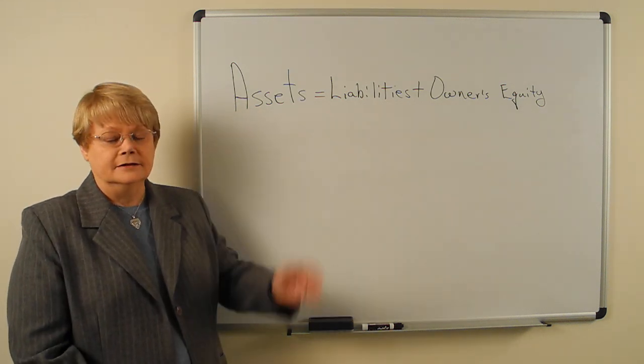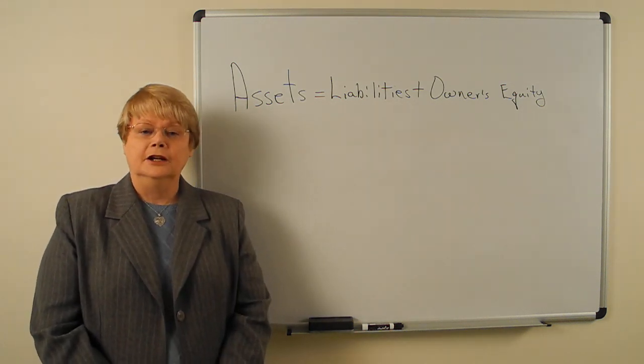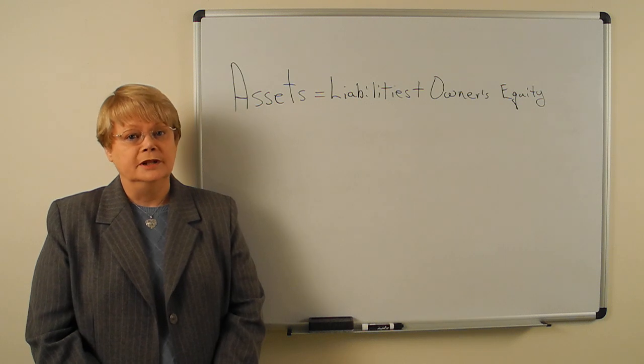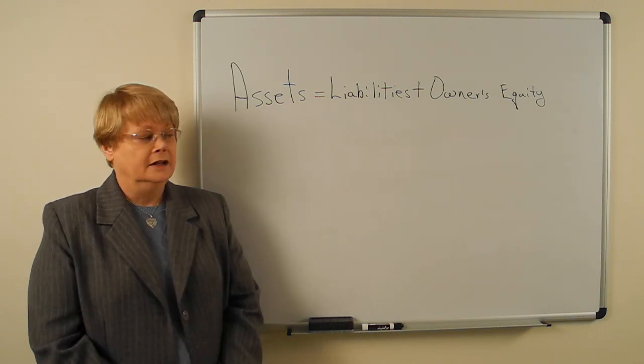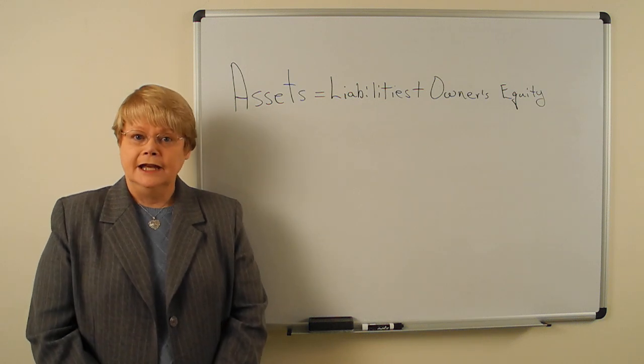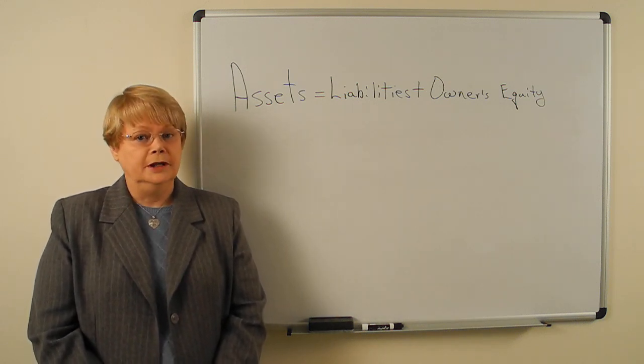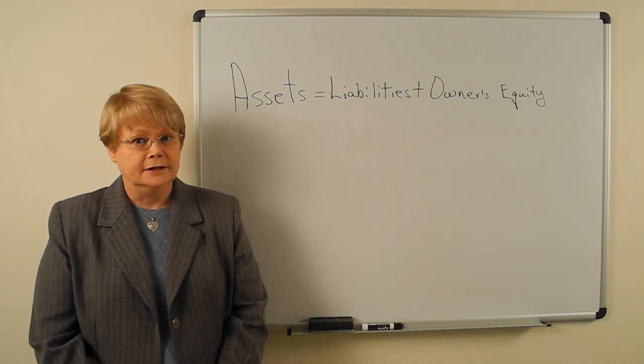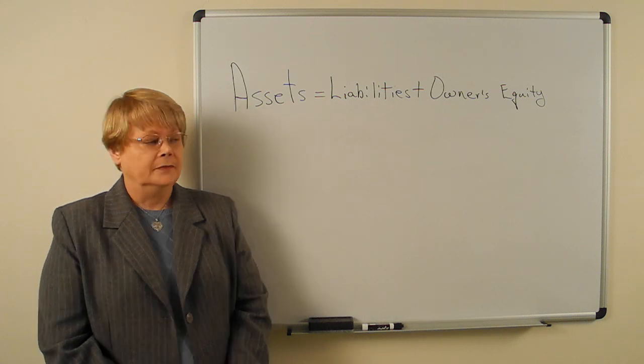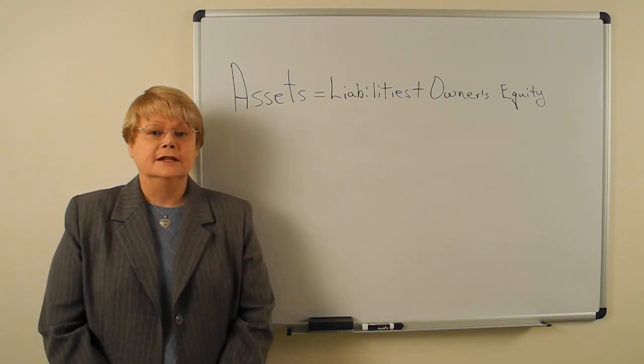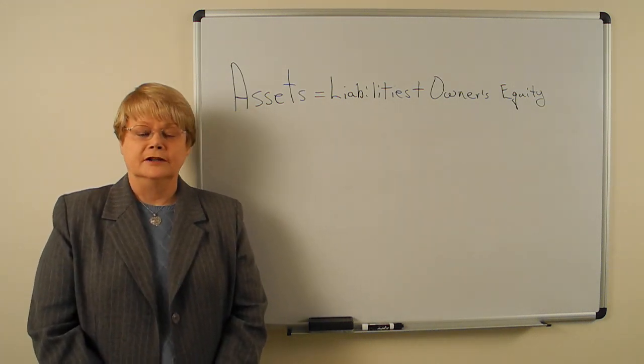First, assets. Assets are economic resources that can be used in a business and very simply are things of value. Liabilities. These are debts, things that we owe to other people, to creditors, to banks, or to other people. Owner's equity is the amount that we have in the asset ourselves.